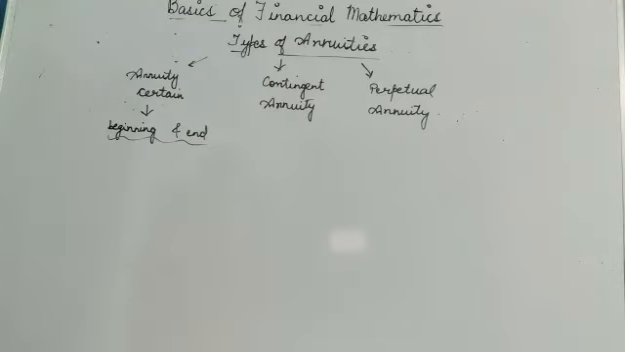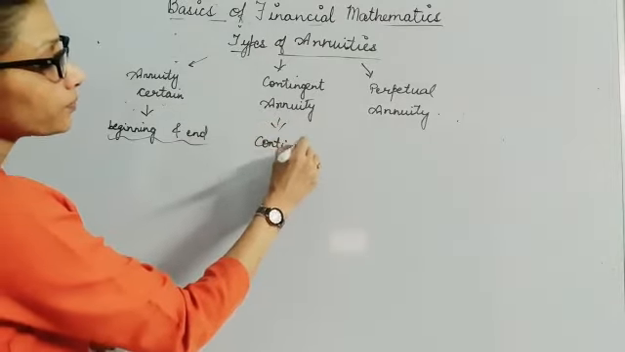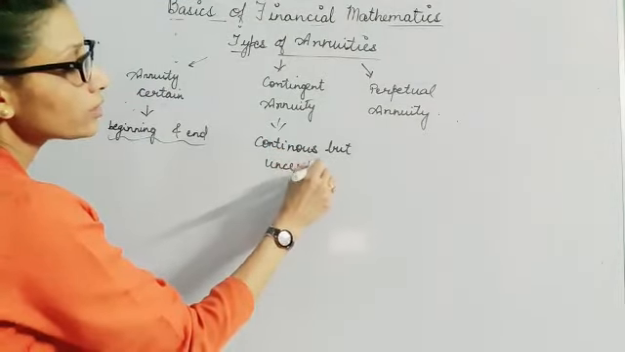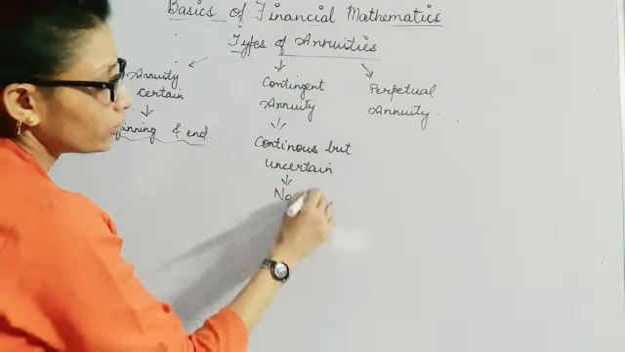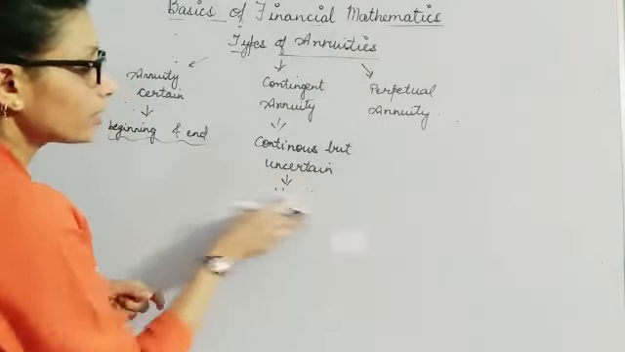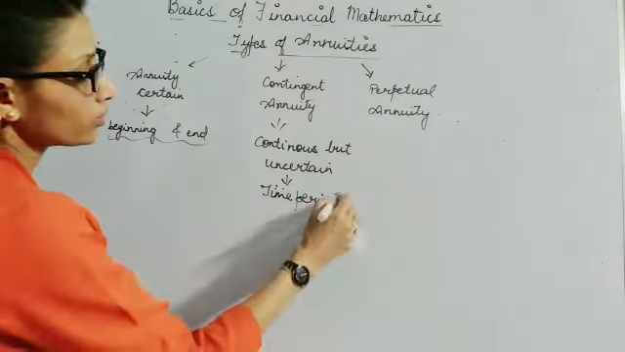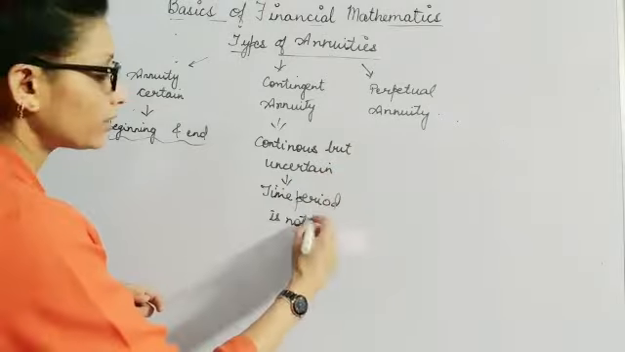Then we have perpetual annuity. This is defined as the annuity whose payment begins at a fixed date but continues forever. Here it is continuous but uncertain. Uncertain means no time bar, or I can say the time period is not fixed, like when a daughter or son is going to get married.